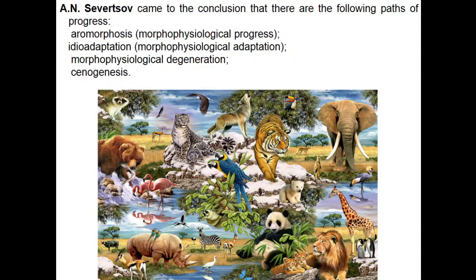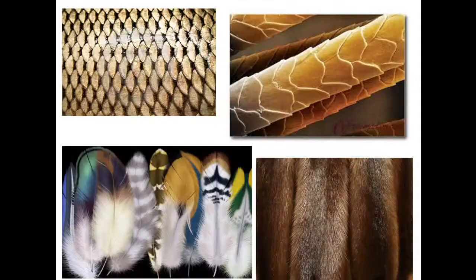Severtsov came to the conclusion that there are the following paths of progress: aromorphosis or morphophysiological progress, idioadaptation or morphophysiological adaptation, morphophysiological degeneration, and cenogenesis. Here you can see many different pictures which show the same organs or derivatives of skin from fish, from birds, from humans, and from animals.